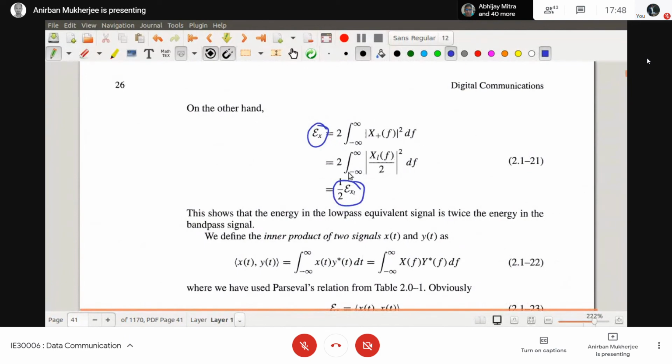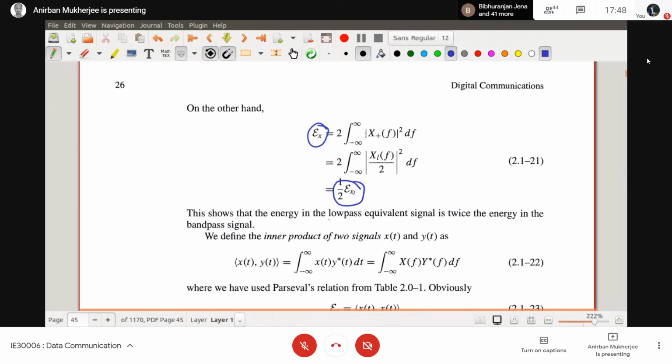Now 2 into x_l f by 2. Now can you write x plus f to x_l f by 2? This one? Let's check this one, whether you can write it or not. Okay. Now 2 by 1 fourth, because 2 coming out, so that is half of E of x_l, the low pass version's energy.